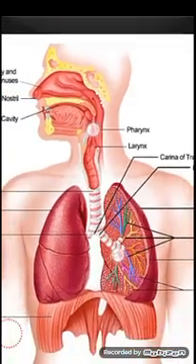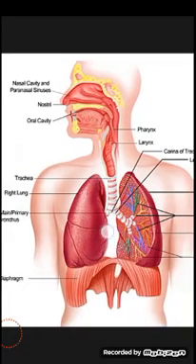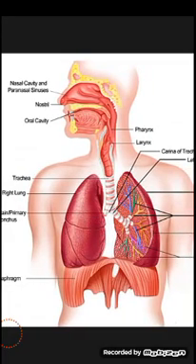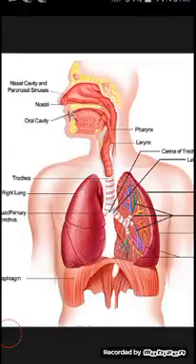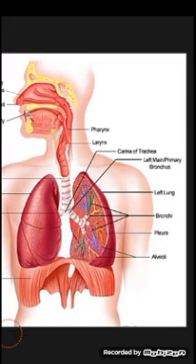Then we will study the lungs, right lung and left lung. So humans have two lungs, right and left, which are located in the thoracic cavity. Each lung is covered by a thin membrane called pleura.